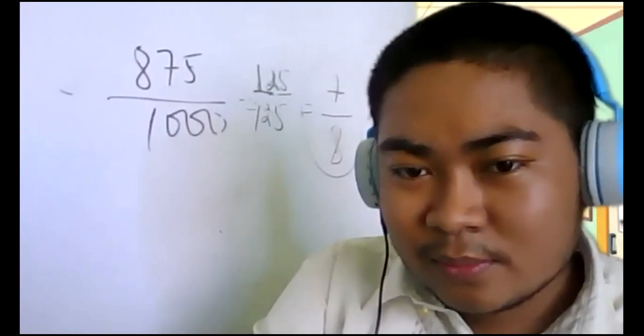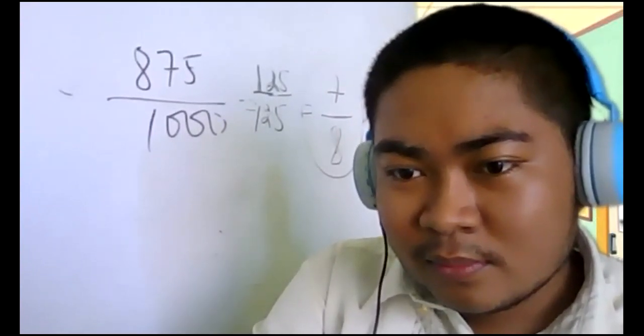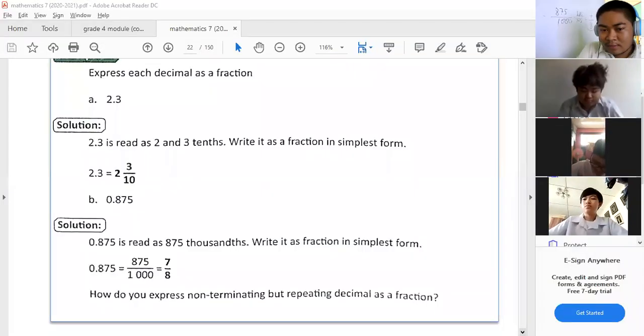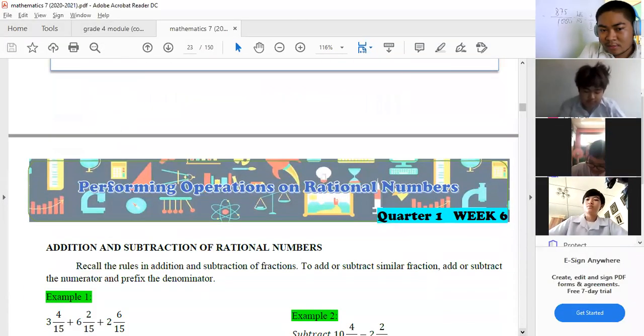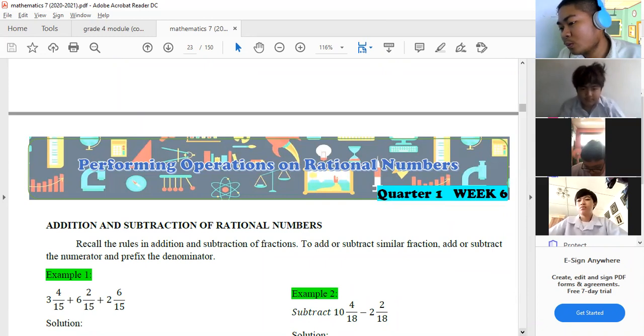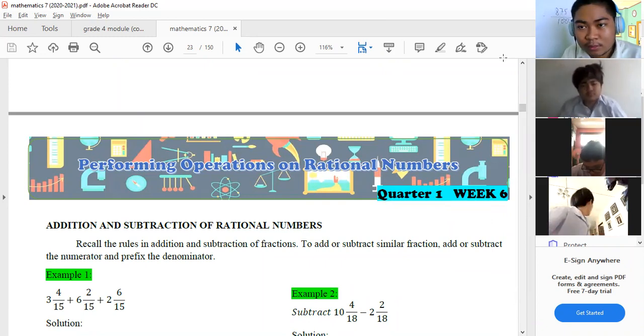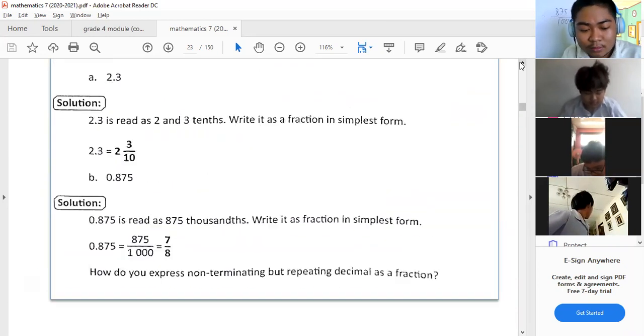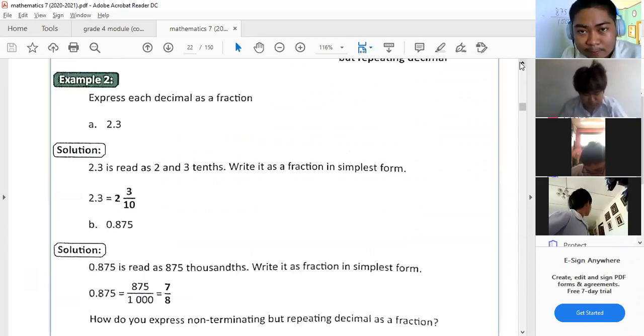Okay, so Time's up. let's Express. check ko lang. So, wait lang. Aha. So, We don't do that. nakuha na ba yung worksheets nyo?